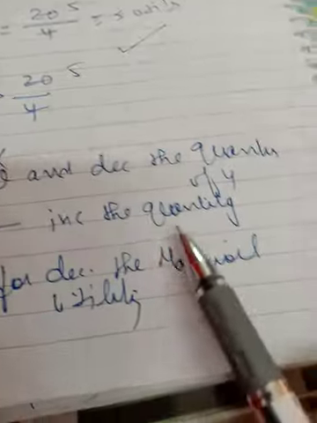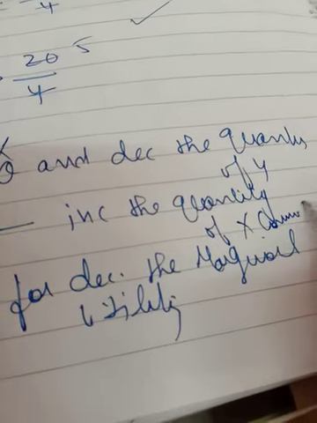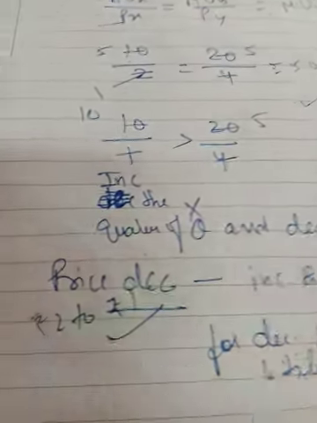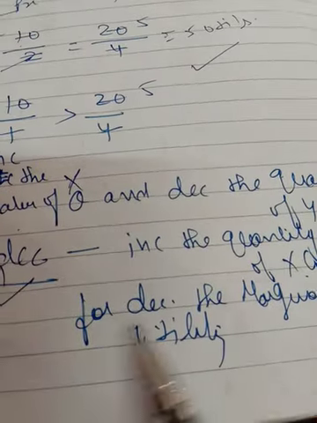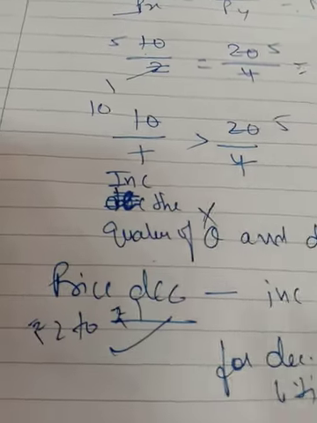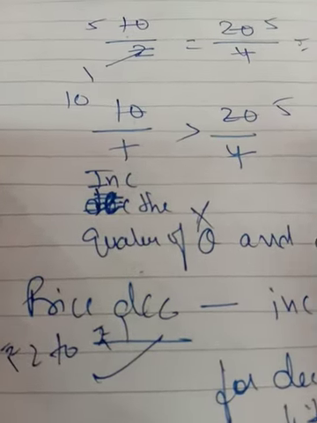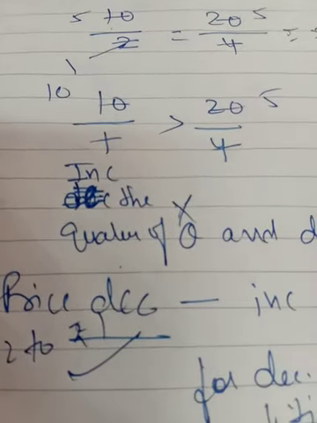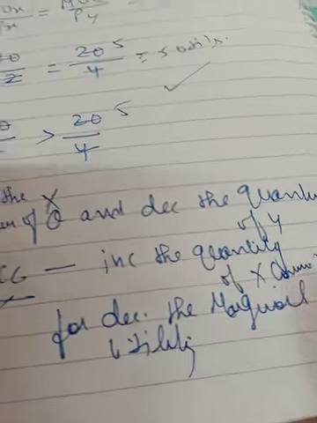So you have to increase the quantity of the x commodity here. If the price decreases, then you have to increase the quantity of the x commodity so that you can decrease the marginal utility. So what is the effect of a decrease in price? You have to increase the quantity. So this is the law of equimarginal utility applied in the same way in the law of demand. If the price decreases, then quantity demanded increases.